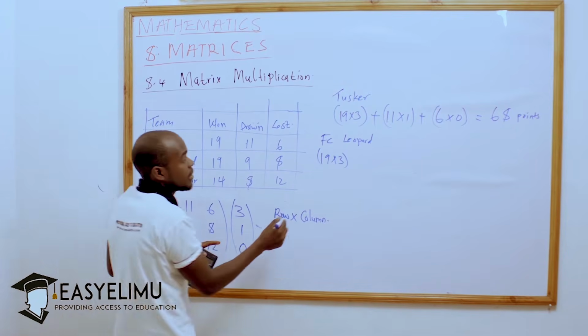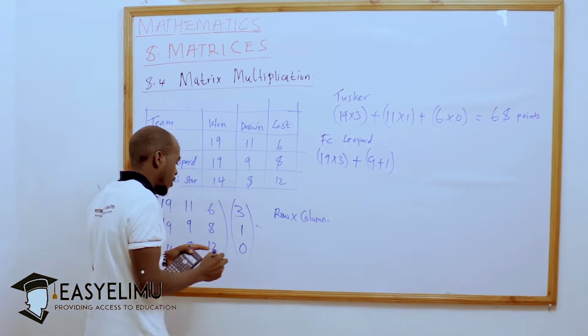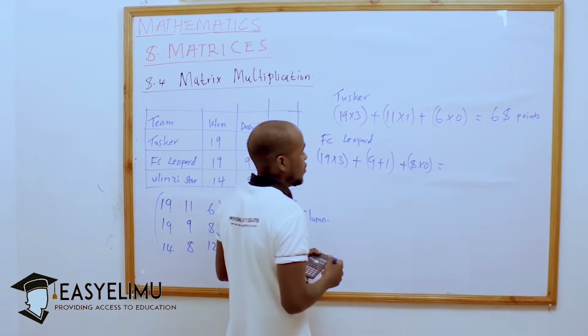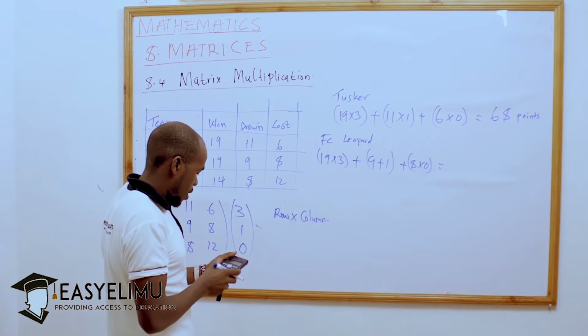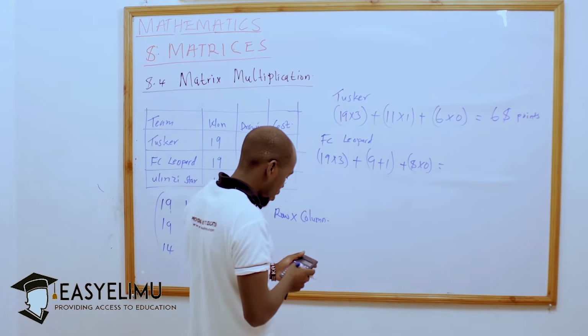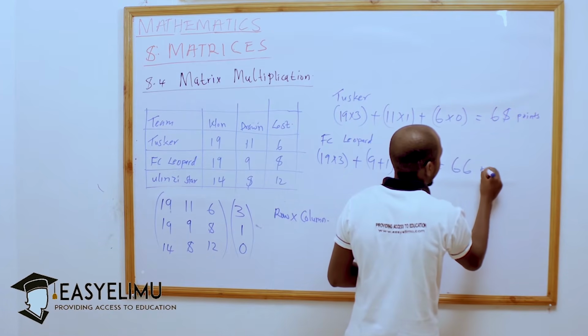9 by 1, we are adding 9 by 1, that is how we work out, and then 8 by 0. And you will find this one will give you 0. 19 by 3 is 57, so we are going to add 9. And you will find out your answer here is going to be 66 points.